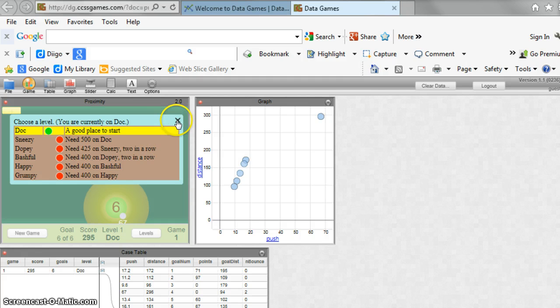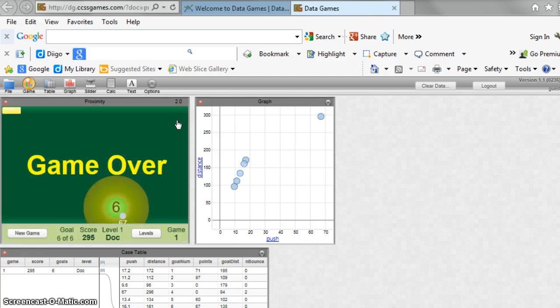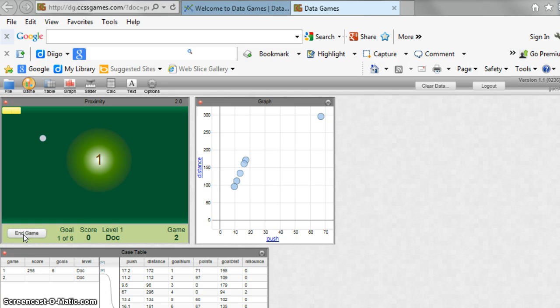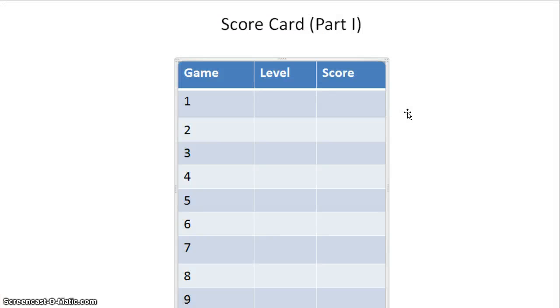For now, click on the X to close this box, and click on the New Game button to start a new game. You're almost ready to start. There's one more thing that you have to do. As you play each game, you'll need to fill in your scorecard. So here, for the first game, I was on the Dock level, and I got a score of 295.